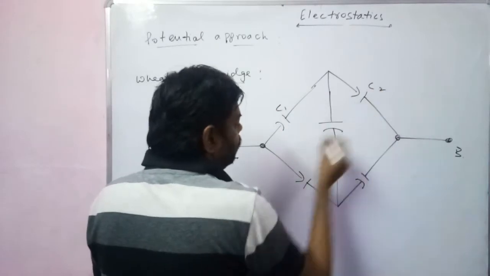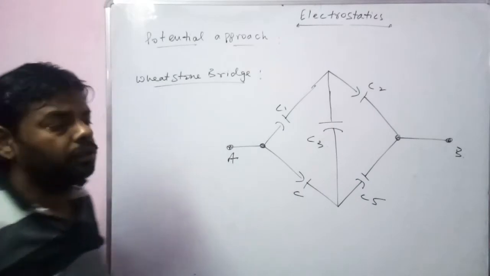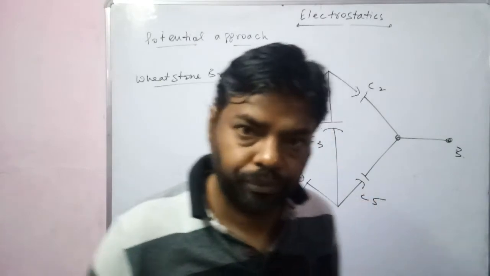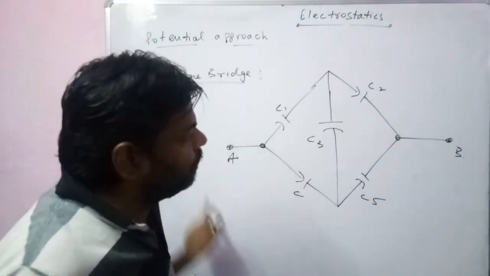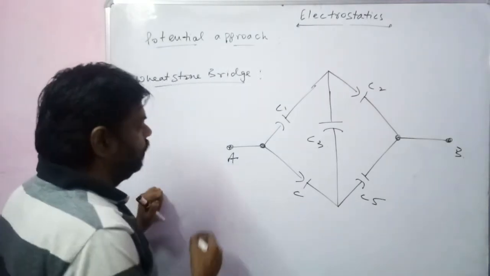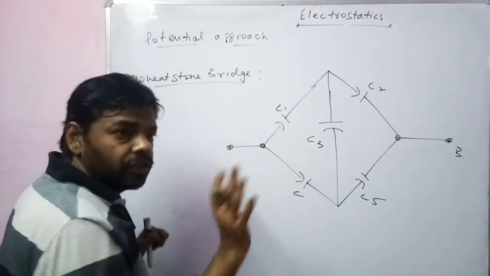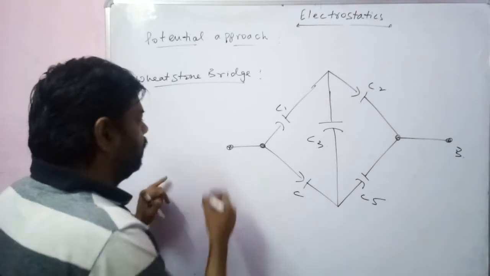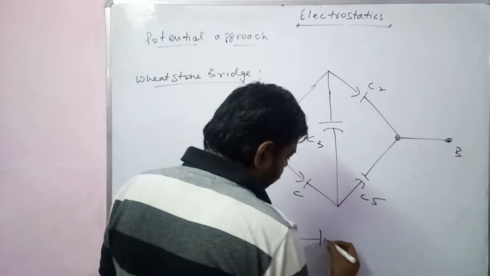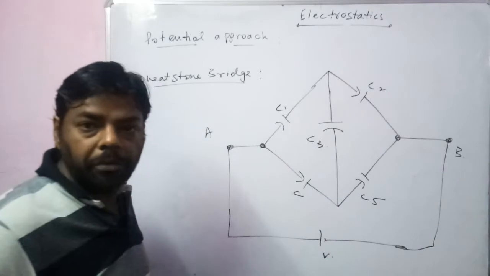Say it as C1, it is C2, it is C3, it is C4, and it is C5. Now, this special circuit is called Wheatstone bridge. What is the speciality? Suppose the battery is connected between the points A and B.